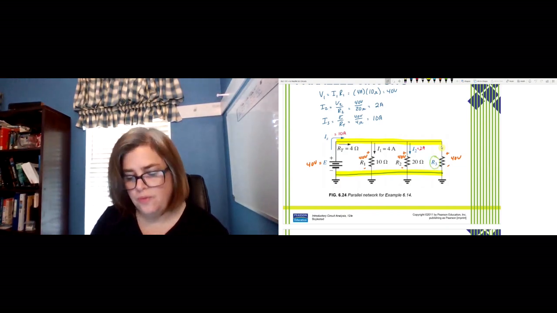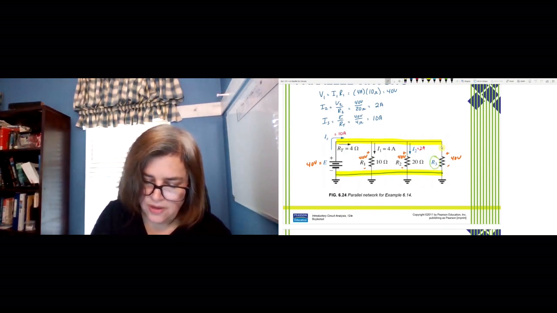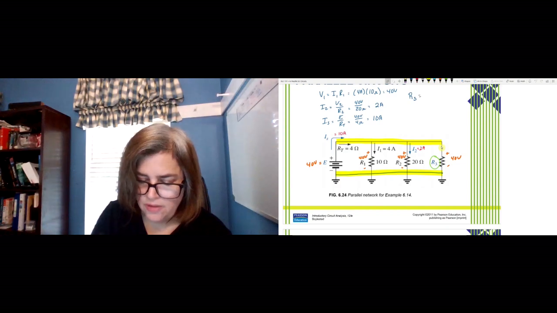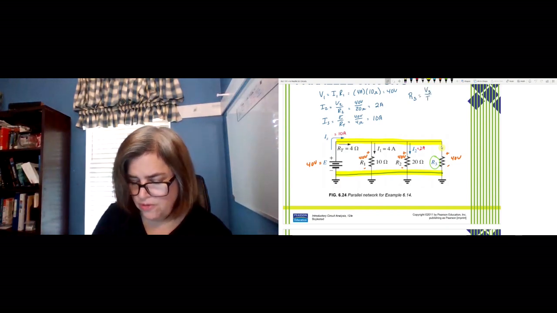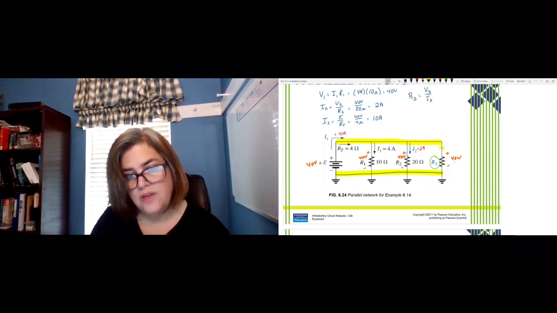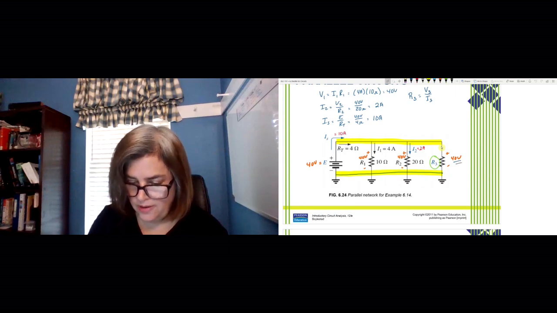R3. And what do we need to know to find R3 using Ohm's law? Well, that would be V3 over I3. We know that V3 is 40 volts. We just need I3, right? Which would be right here.